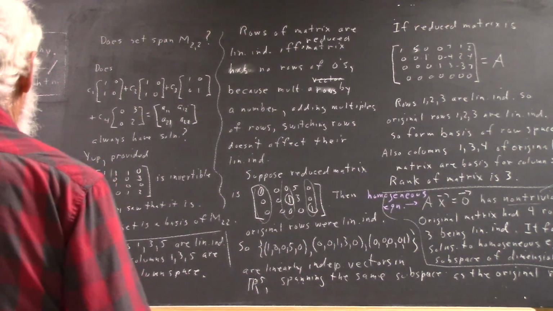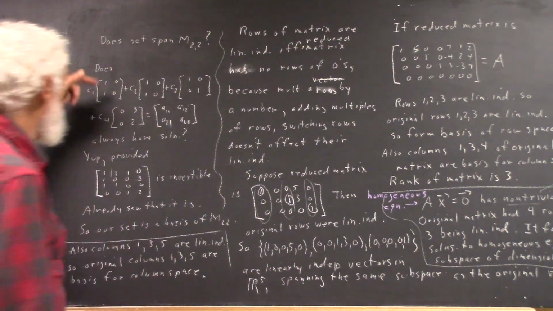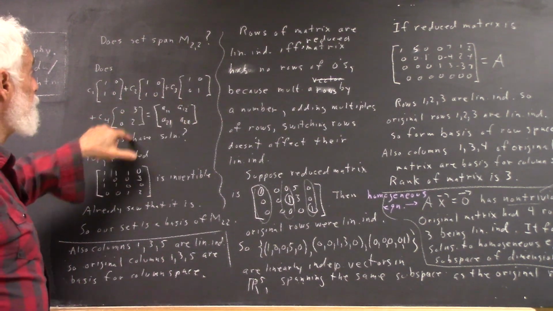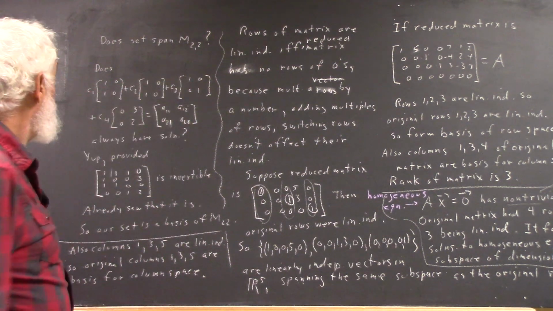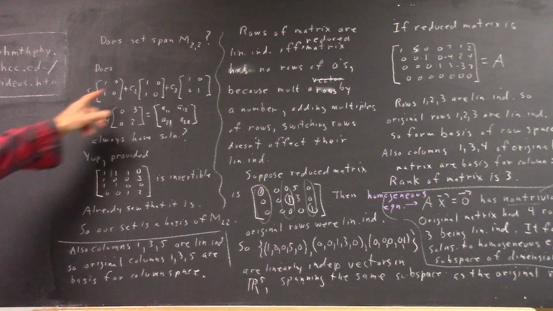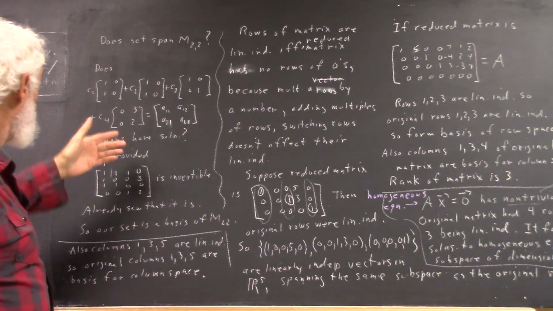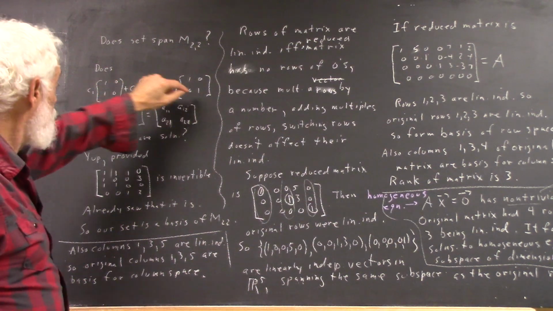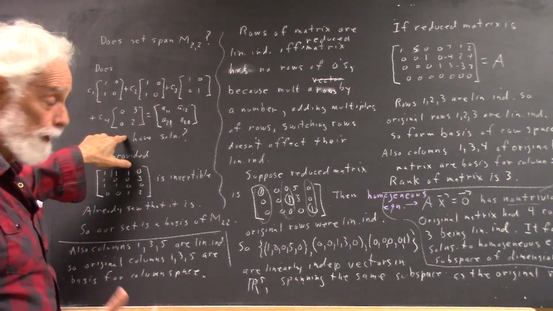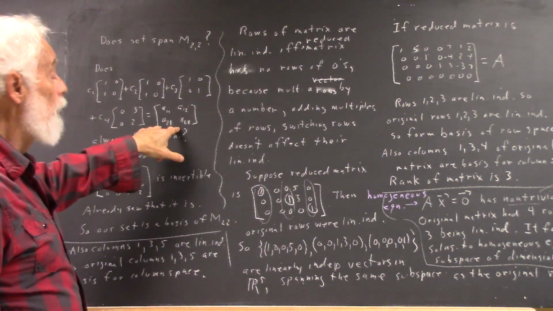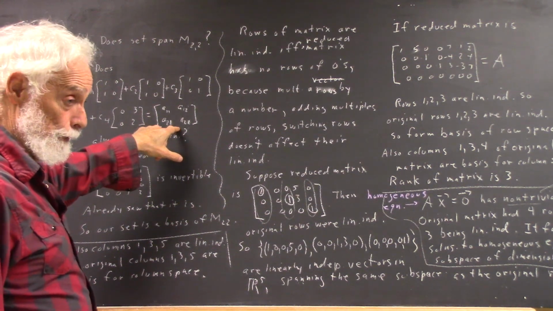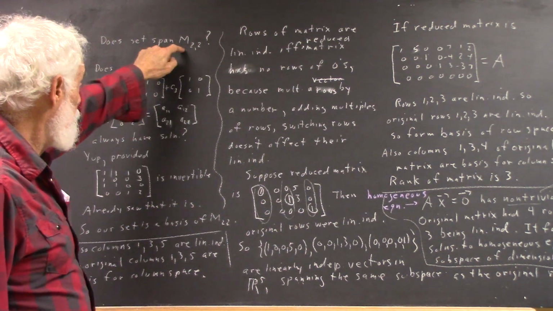Okay, so now the question is, does our set of matrices, these four matrices, span M22? Well, that's going to give us this system, or this matrix equation, okay? A linear combination of these matrices, same thing we saw before, equal to an arbitrary vector in M22. This is just any member of M22.